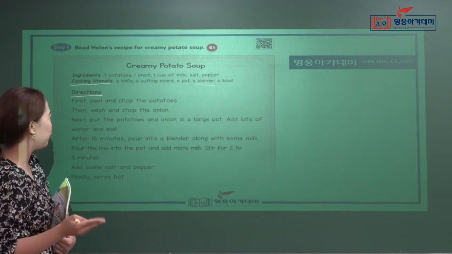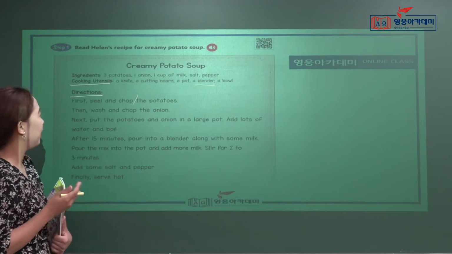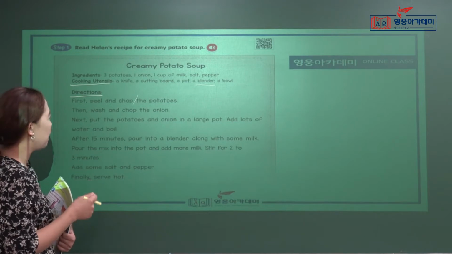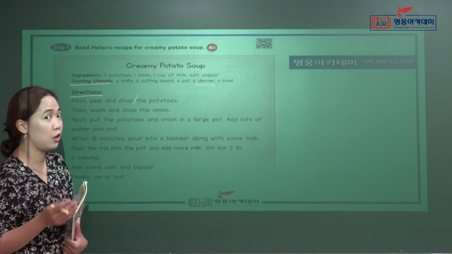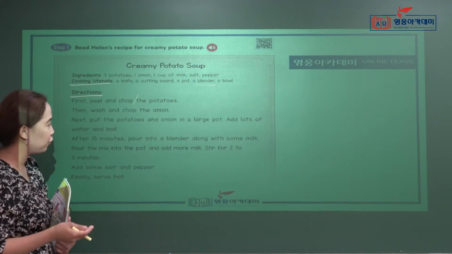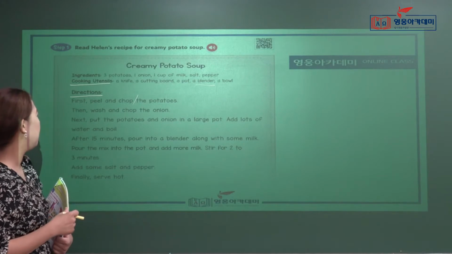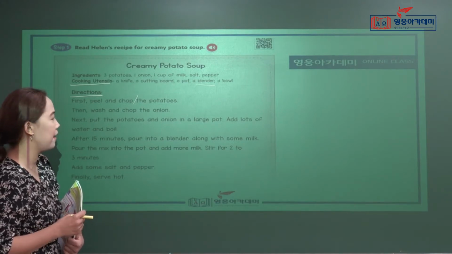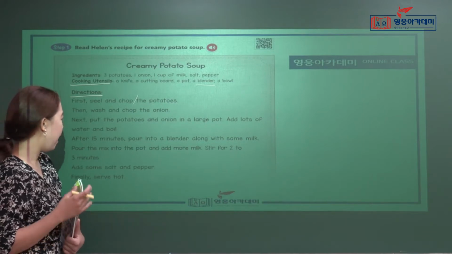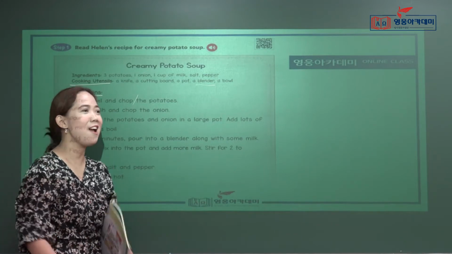Directions: first, peel and chop the potatoes. Then, wash and chop the onion. Next, put the potatoes and onion in a large pot. Add lots of water and boil. After 15 minutes, pour into a blender along with some milk. Pour the mix into the pot and add more milk. Stir for 2 to 3 minutes. Add some salt and pepper. Finally, serve hot. All right.